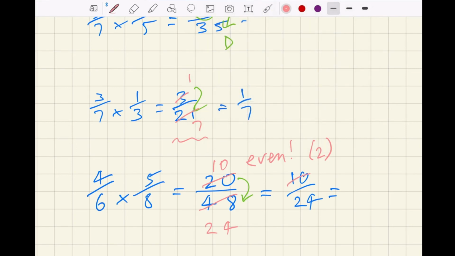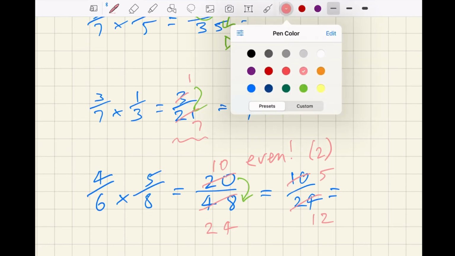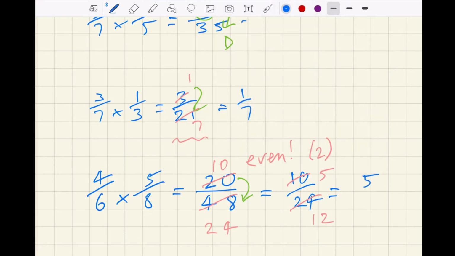2 into 10 goes 5. 2 into 24 goes 12. And now we've got 5 over 12. Look, 5 is prime. So it's not going anywhere unless it fits exactly into 12, and it doesn't. So we're done, 5 over 12.